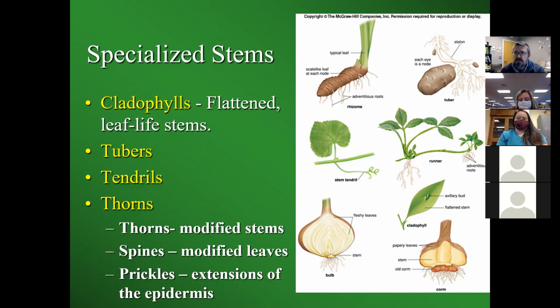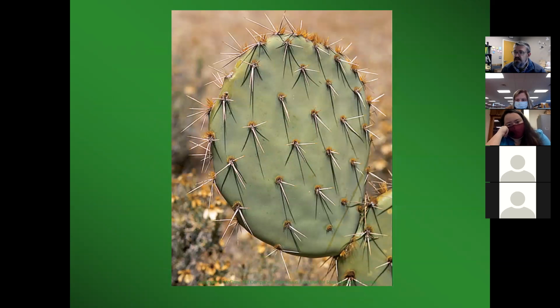Okay, so I told you I would tell you what might be on the test. If I ask you to name two or three specialized stems, and how would you know it's a stem? You might be able to do that, maybe. A tuber, a tendril, a thorn. How would you know? Look to see if it's growing from an axillary bud, and also look to see if it's growing adventitious roots, both of which are stem features. Okay. There's your cladophyll.